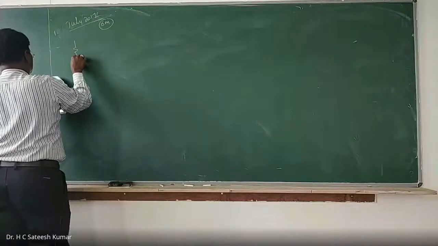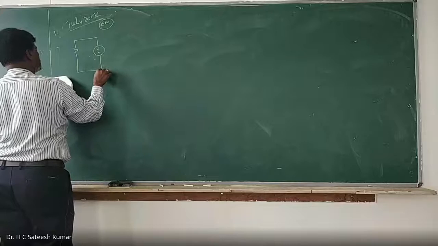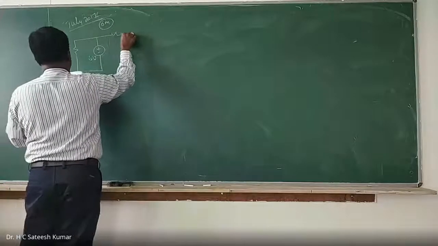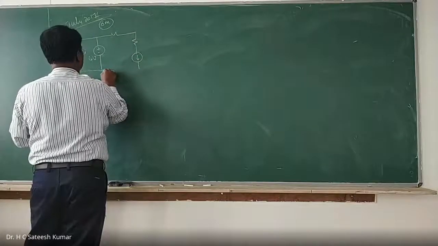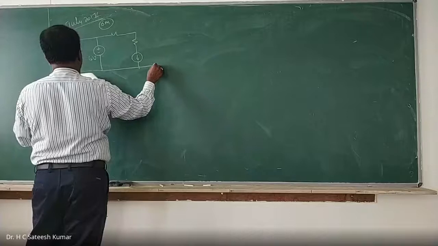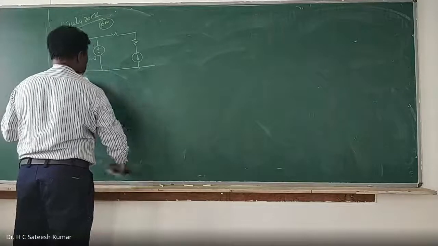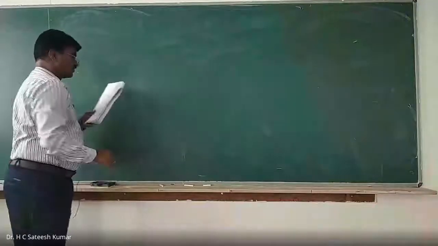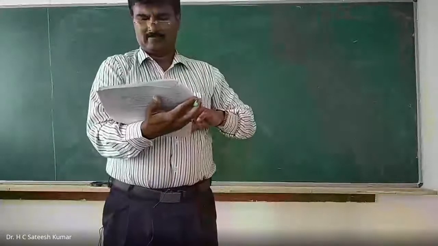One resistor, one voltage source, plus minus 4 volts. One more resistance with current source. I think I have done this problem. Norton's equivalent. In the beginning only I have done it, sorry. I have done this problem. It was asked in the examination. I have taken it from my notes itself. No need to do that.